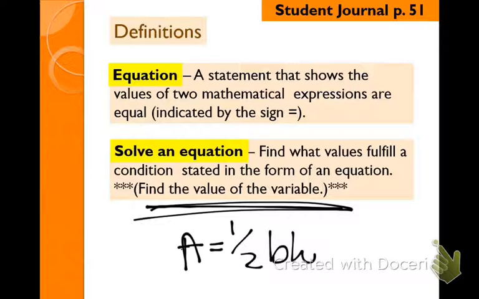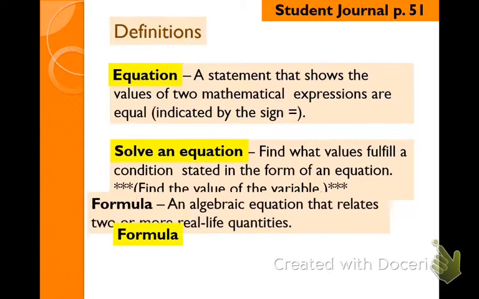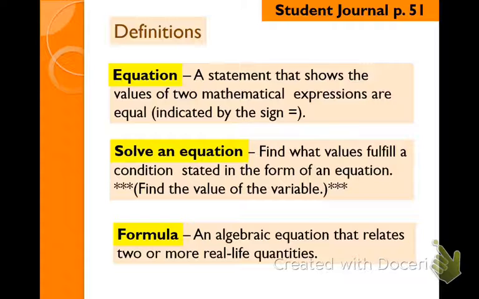So in a formula, the purpose is to find one of the variables. This variable represents what? The letter A represents the area. So in order to find the area, what would you have to do? Plug in things. Plug in the base and plug in the height. So the difference between a formula and an equation, in a formula you're going to be plugging things in for all of your letters. Okay? So a formula is an algebraic equation that relates two or more real-life quantities. So area has either base or height or length or width. The midpoint formula had x1 and x2, and so on.